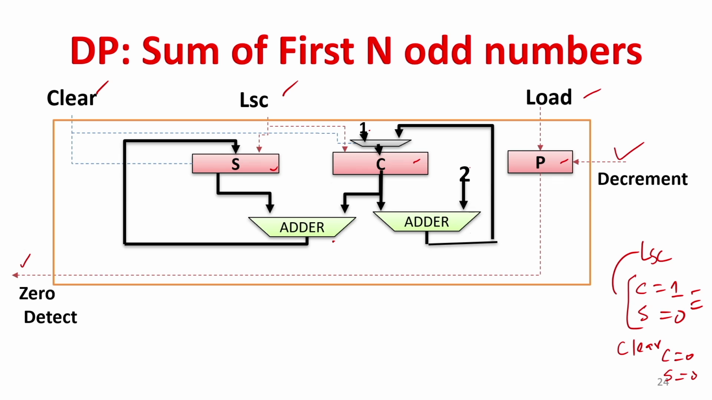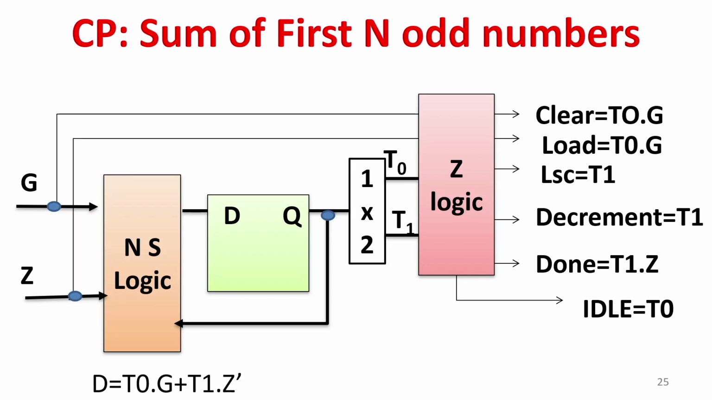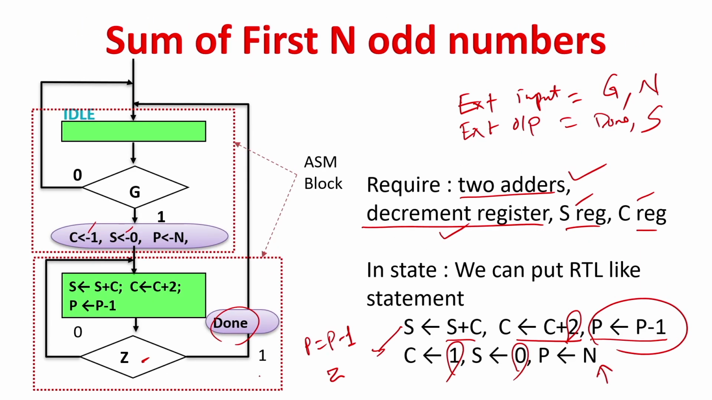For a register we require load signals, for a counter we require a load signal. These are sequential components, but the adder is not a sequential component, it is a combinational component. Whenever a combinational component comes, we do not require any load signals or any signals, it will work automatically. So, this is the data path of the sum of first n numbers, looking at this ASM.